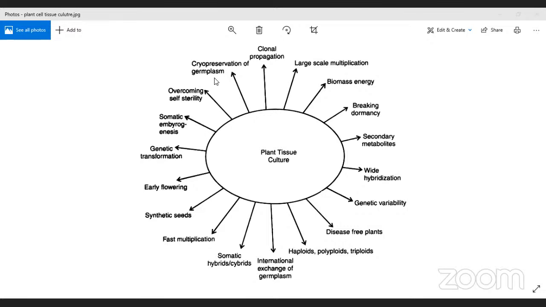Alkaloids, namely vincristine and quinine. Steroids, diosgenin. Glycosidic compound, that is digoxin. Essential oils from jasmine. Coloring agents from saffron. So these are produced as secondary metabolites using the tissue culture technique.